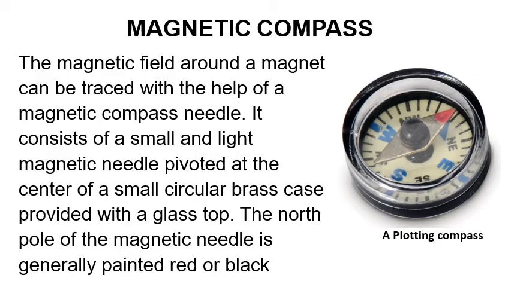Magnetic compass. The magnetic field around a magnet can be traced with the help of a magnetic compass needle. It consists of a small and light magnetic needle pivoted at the center of a small circular brass case provided with a glass top. The north pole of the magnetic needle is generally painted red or black.